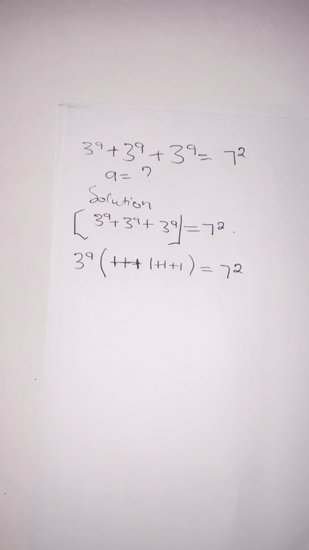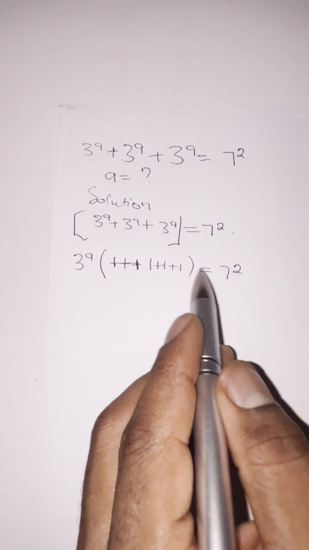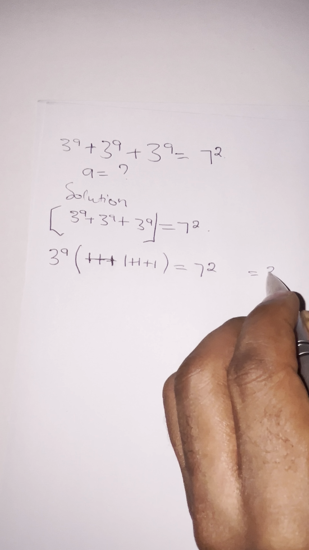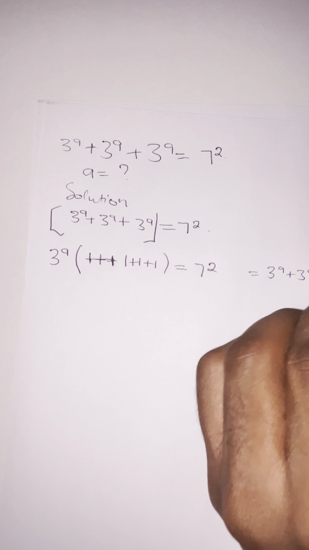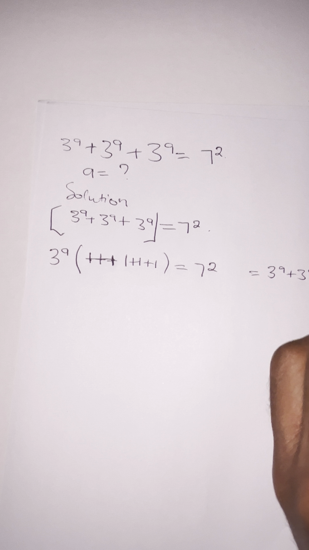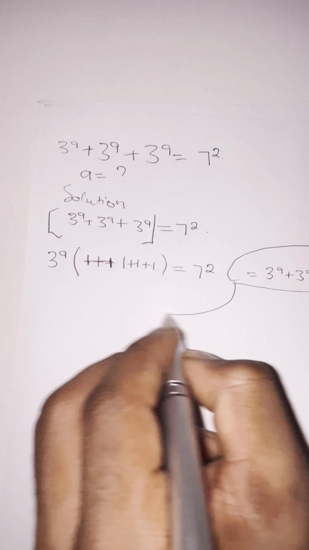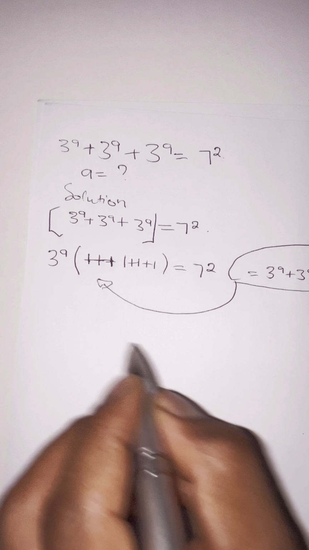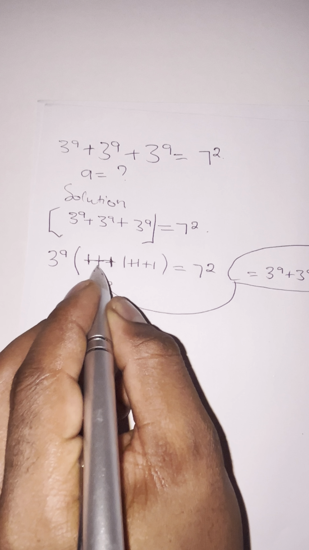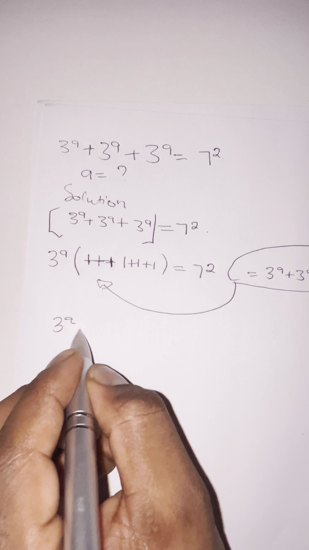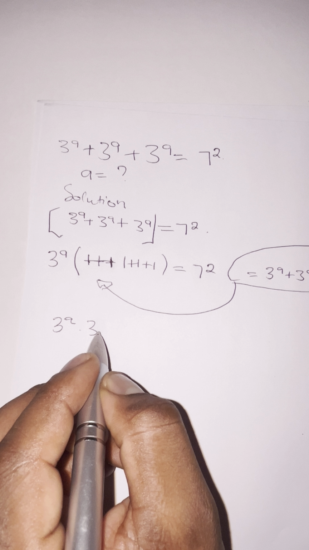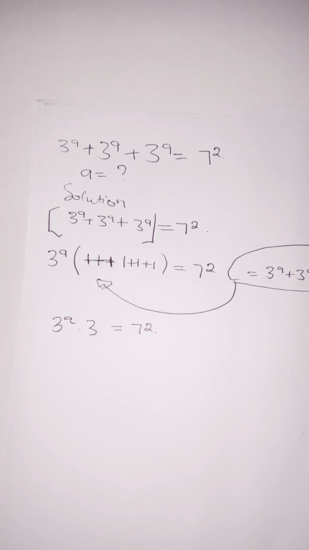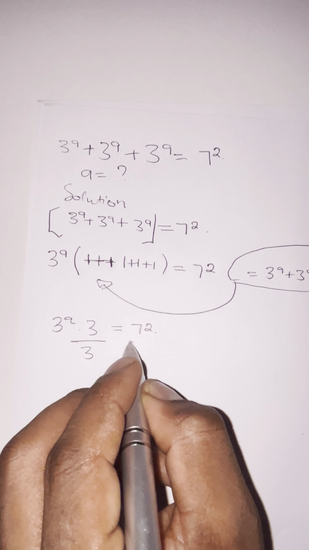And then what do we do? If we multiply this, it goes back to 3 times 1 is 3a plus 3a plus 3a is equal to 72. So this is equivalent to this. In the next step, we say 3a, 1 plus 1 plus 1 is 3, 3a is equal to 72. We divide both sides by 3.